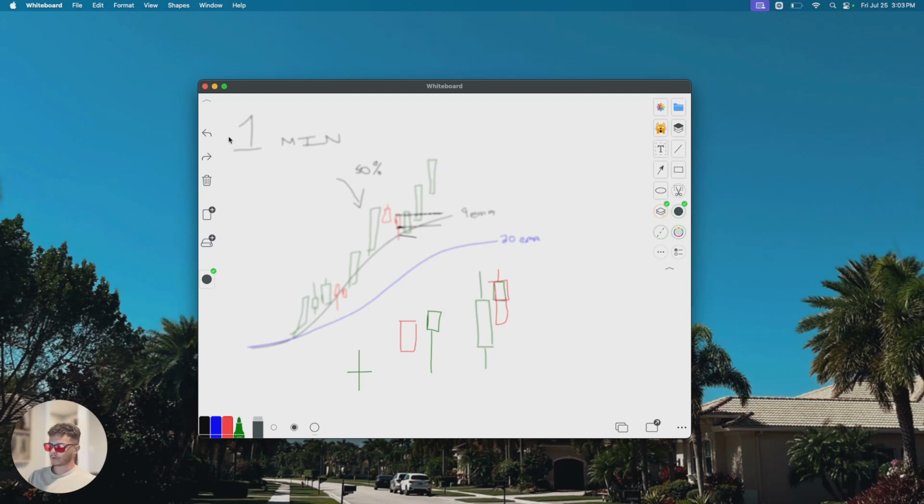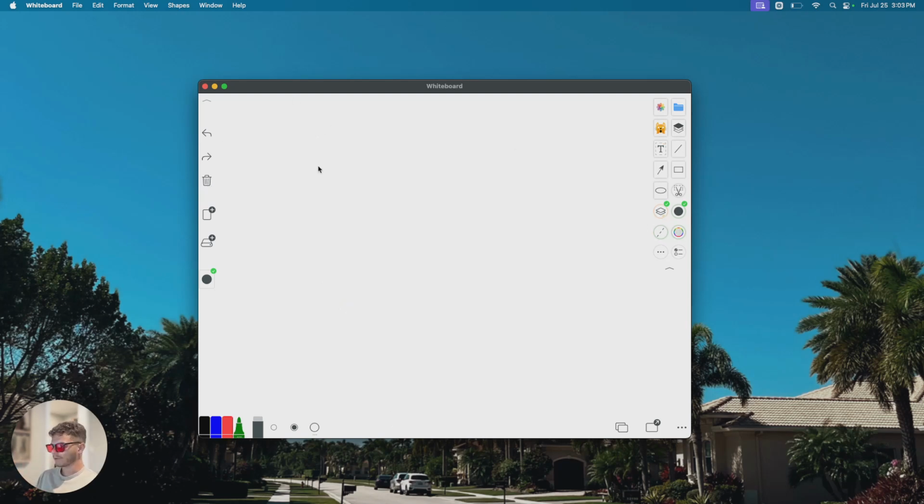So for the people that are super new, that have no idea how candles work, I'm going to break this down for you. So here's a perfectly drawn bullish candle. Here's a perfectly drawn, flawlessly drawn bearish candle. So how to read these?